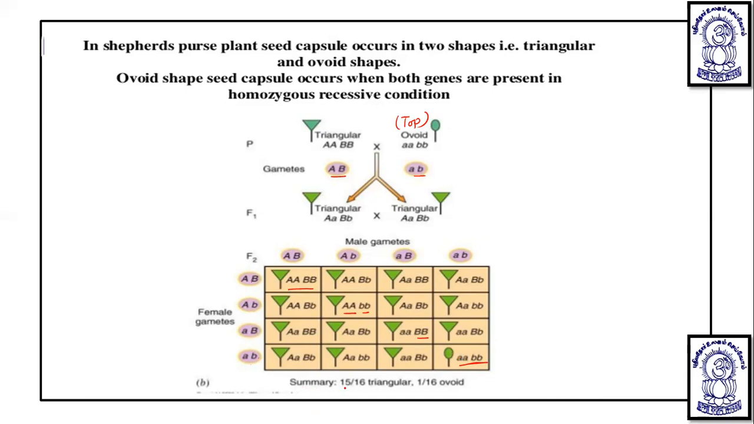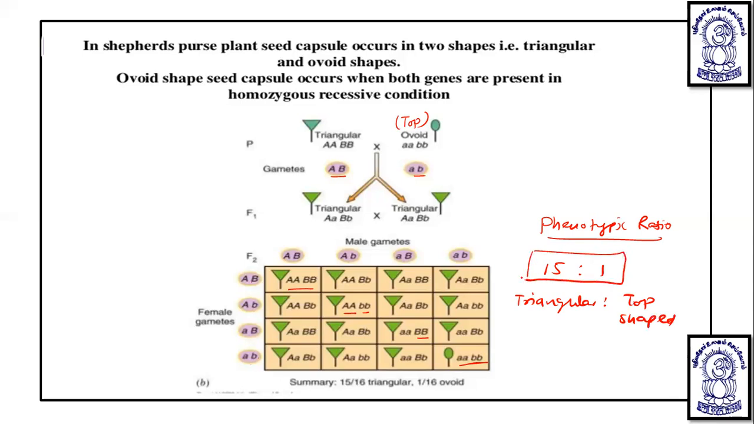So if we talk about a summary, 15 out of 16 are triangular and 1 out of 16 is oval or top shape. So if we talk about the phenotypic ratio, then the phenotypic ratio is 15:1 of triangular and top or oval shape. Okay, so here phenotypic ratios get changed in the duplicate gene interaction.